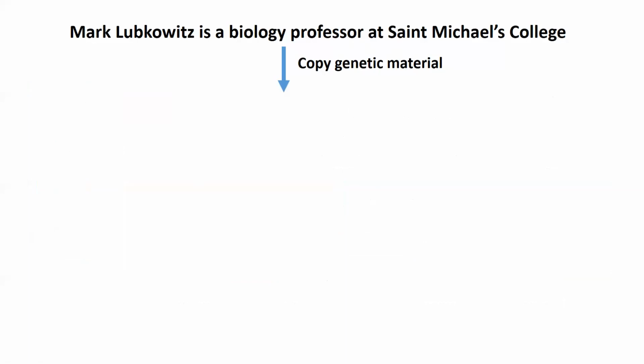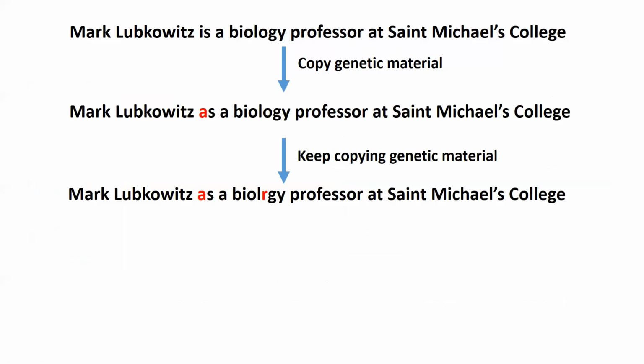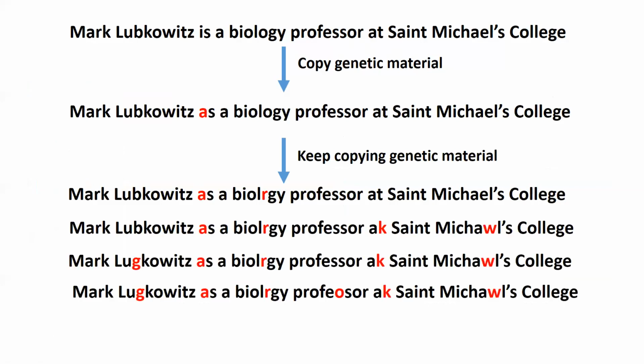So let's just pretend like we have a sentence here that says, Mark Lupkwitz is a biology professor at St. Michael's College. So that would be genetic material. And when it gets copied at some frequency, errors are going to be made, mistakes, right? Copy the mistakes, and you get more errors and more errors, more errors, and more errors.